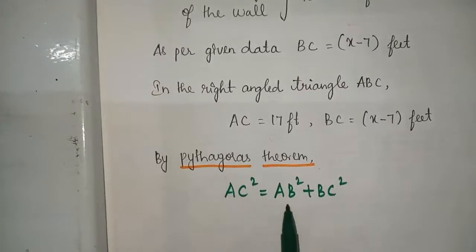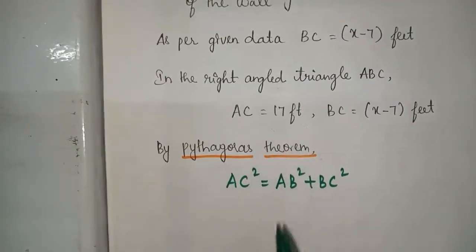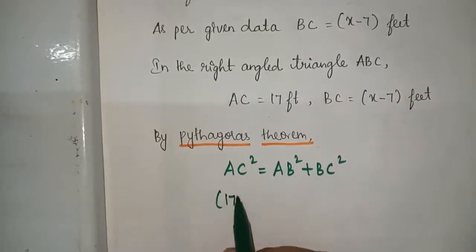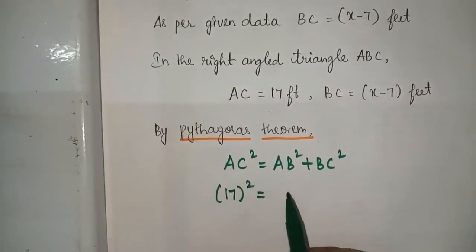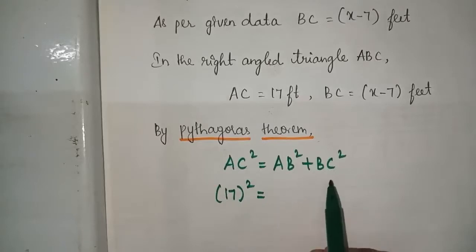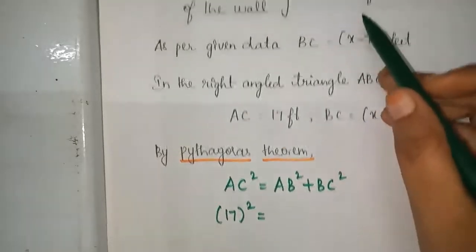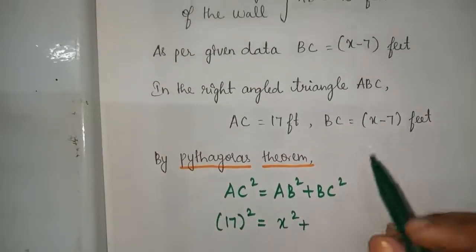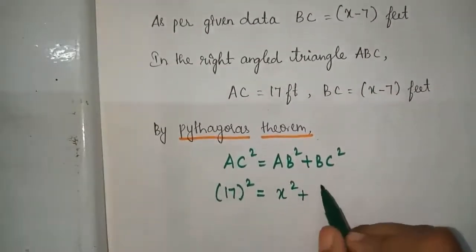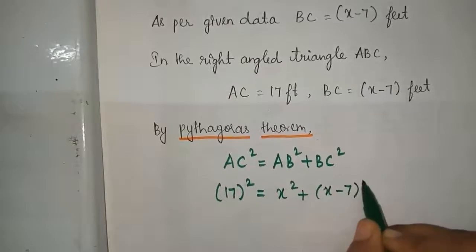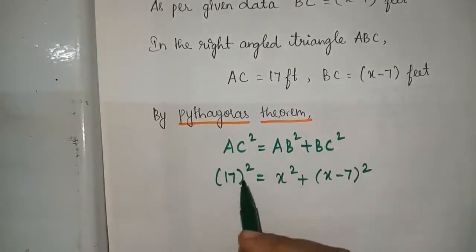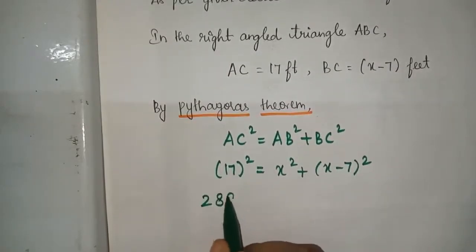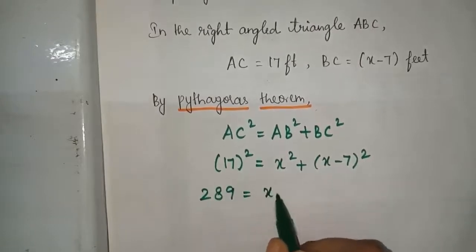AC square is equal to AB square plus BC square. The AC value we know is 17, so 17 square is equal to AB square plus BC square. AB is x, so x square plus BC, which is x minus 7, the whole square. Then 17 square is 289, equal to x square plus (x minus 7) whole square.